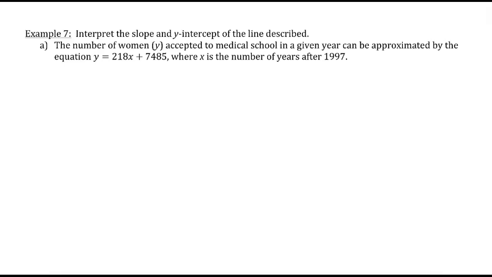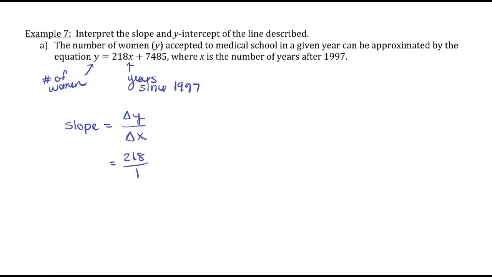Let's first talk about the slope. Slope is change in y over change in x. In this case, x is years since 1997, and y is number of women. We know that the slope is 218. We could also write that as 218 over 1. Change in y is the change in number of women. Change in x is a change in years. In other words, on average, there's a positive change of 218 women in medical school per year.